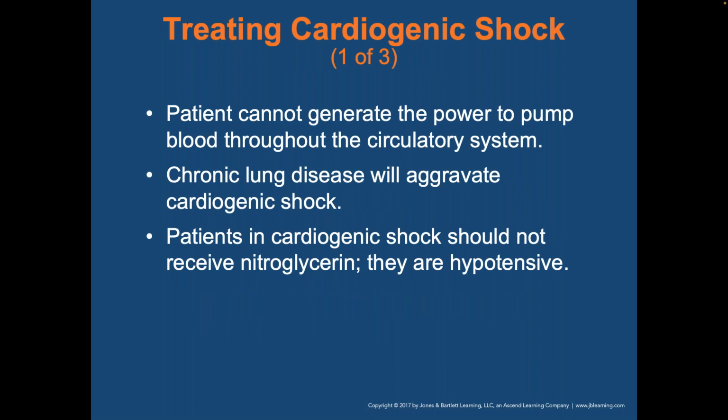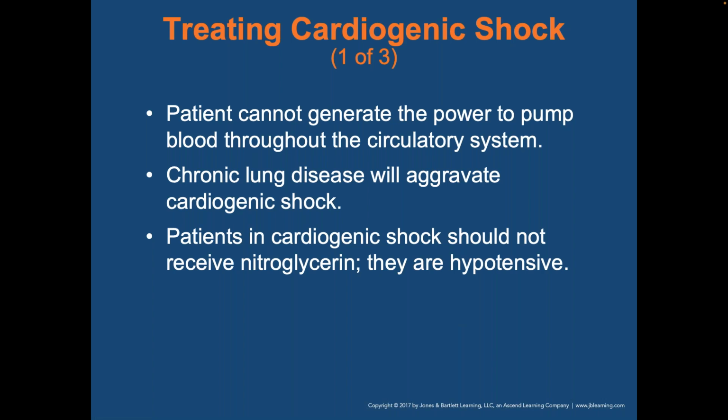Right? The patient cannot generate the power to pump blood throughout the circulatory system. This is cardiogenic shock. Right? Chronic lung disease can aggravate cardiogenic shock as well. So the patient is often able to breathe better in a sitting or semi-sitting position, so Fowler, semi-Fowler. Usually patients with cardiogenic shock do not have any injury, but they may be having chest pain.